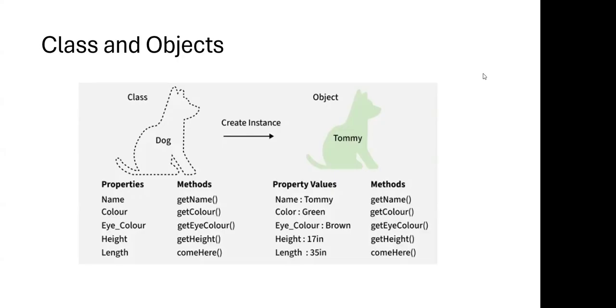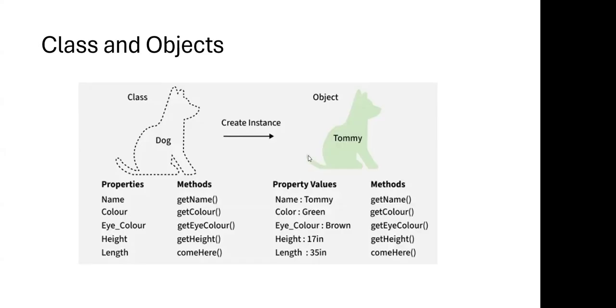And for the methods, we say methods are those behaviors belonging to a certain kind of class. For example, for the dog, we can have getName. GetName means that the dog should firstly have a property name. So when we invoke the getName method, we will know what the dog's name is. And also getColor, that means we get the information of the dog's color. And the same thing for getEyeColor and getHeight.